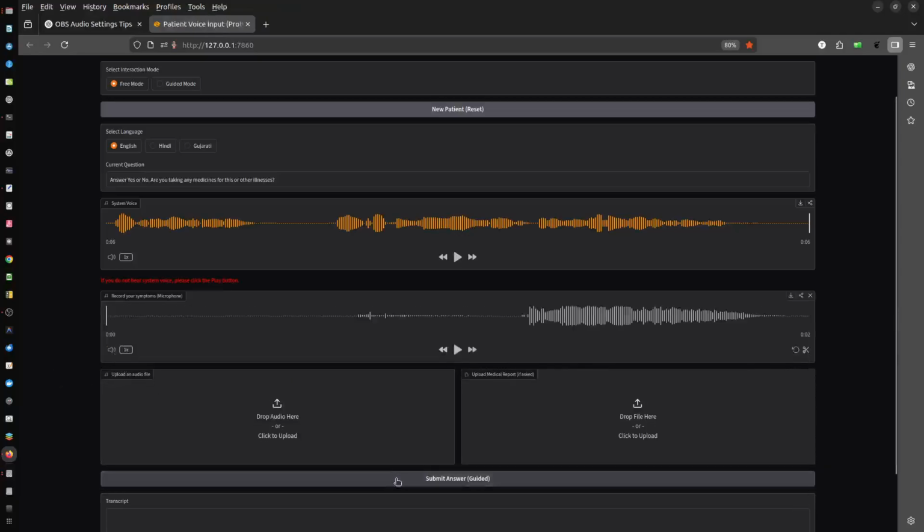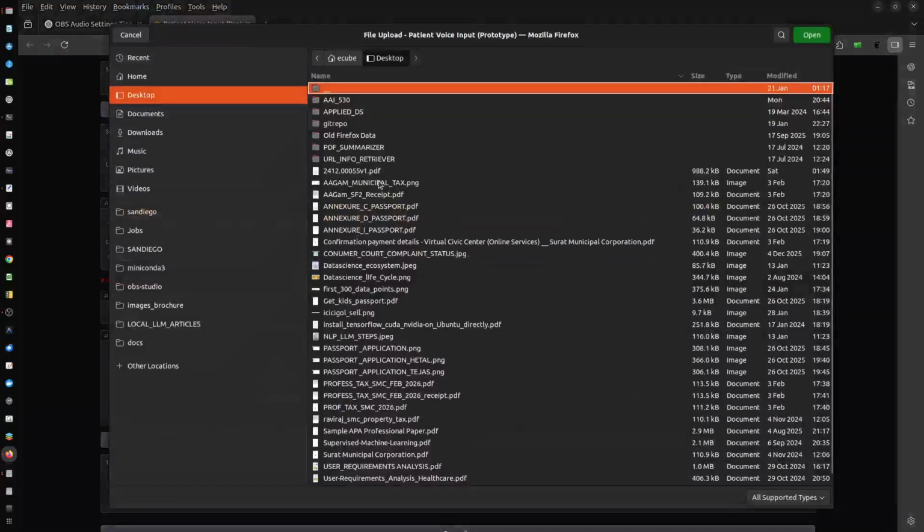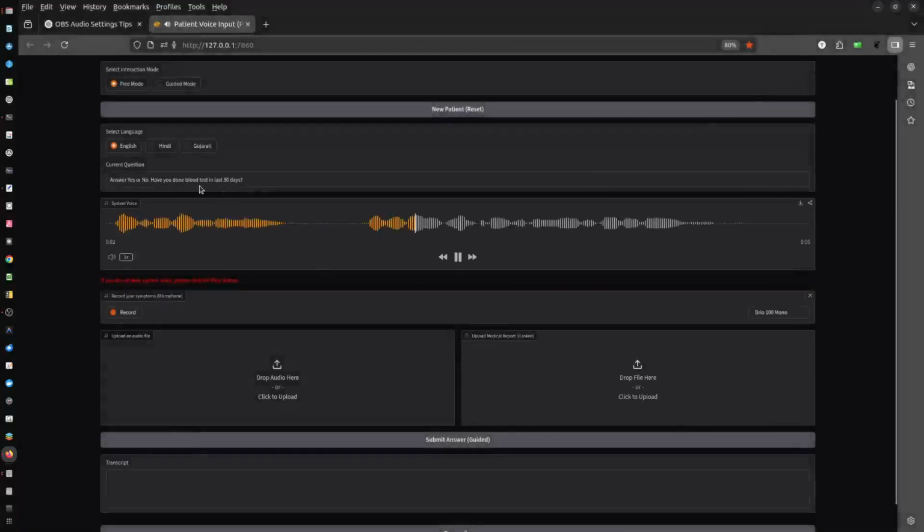Yes. If yes, please upload existing prescriptions or name all medications. So when the patient said that he is already taking some medications, then we are asking to upload the prescription. I will just upload any random PDF file, but instead of that, the patient will upload his actual prescription. Answer yes or no. Have you done blood test in last 30 days?